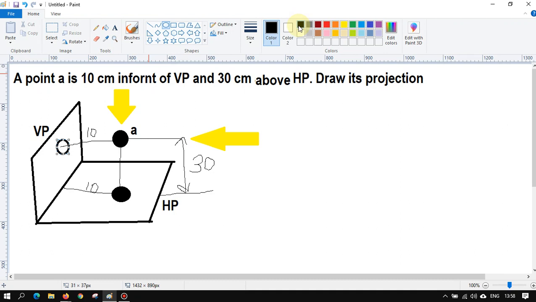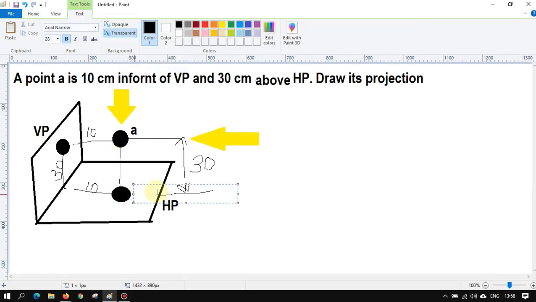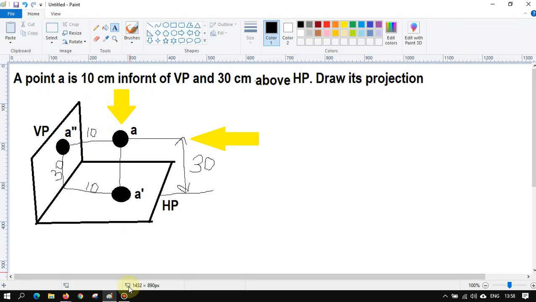Correct? Yes, sir. So this will be the projection. Now calculate the height. How much will be the height of the projection from this point? 30 centimeters. Correct. Very good. You people are doing good. So that is 30 centimeter. I'll be naming this one A dash, and this will be my A double dash. Is that clear? Yes, sir.